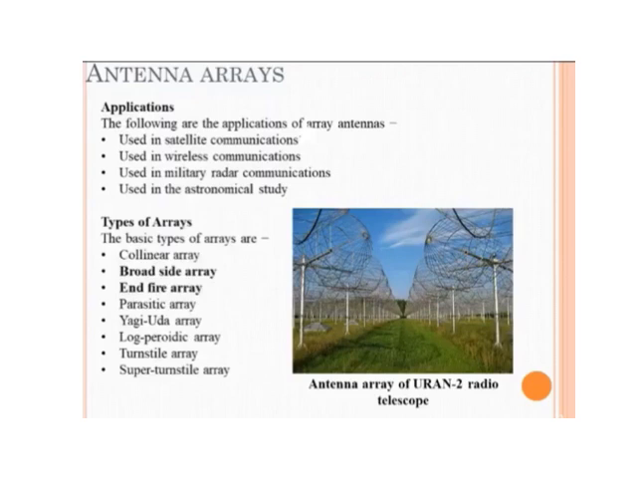Let us now know the applications and types of arrays here. Coming to the applications, antenna arrays are used in satellite communications, wireless communications, military radio communications, and astronomical study. Coming to the types of arrays, the basic types are collinear array, broadside array, end-fire array, parasitic array, Yagi-Uda array, log periodic array, turnstile array, and super turnstile array. In this, we need to discuss the broadside array and end-fire array.